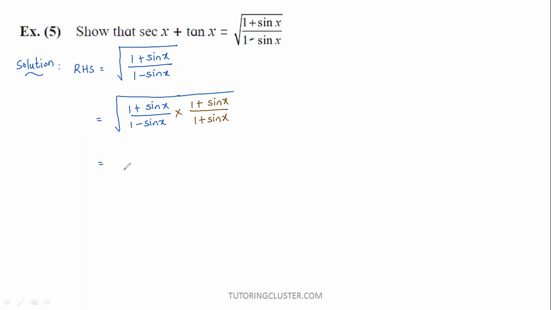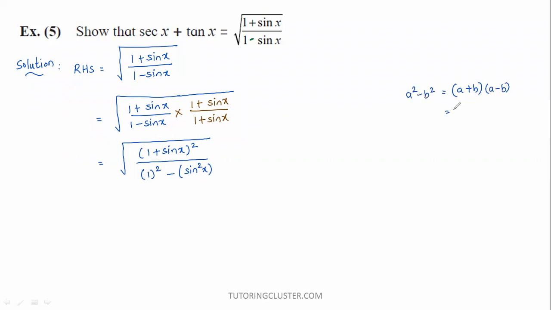Now, under the square root, 1 plus sin x into 1 plus sin x. So it will be (1 plus sin x) whole square upon (1 minus sin x) into (1 plus sin x). What is a minus b into a plus b? A square minus b square. See here, a plus b into a minus b is a square minus b square. So 1 plus sin x into 1 minus sin x is nothing but 1 square minus sin square x. That is what I have written.